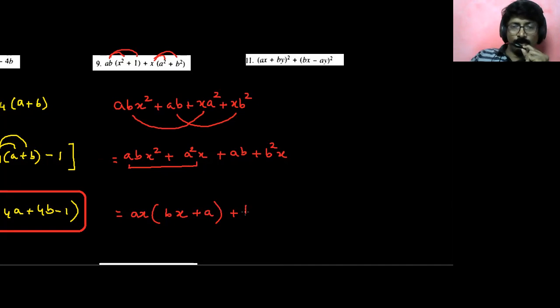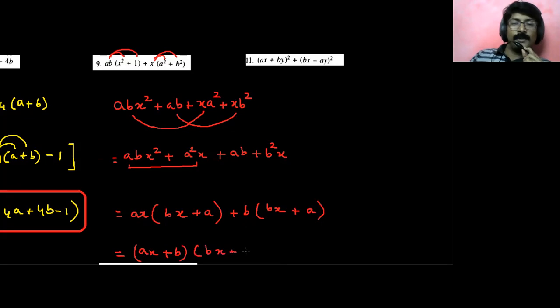B can be taken as common, positive b. Now, what will be left over from these terms? B into b square x, bx. B into b will become b square, and x will become bx. Isn't it? B into bx will become b square x. And now I'm taking out ab, b is gone, so a is left over. I hope you are understanding, isn't it? And now the last step is ax plus b in one bracket and bx plus a in the second bracket.